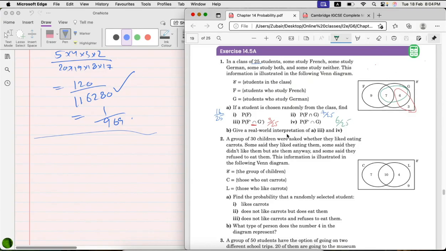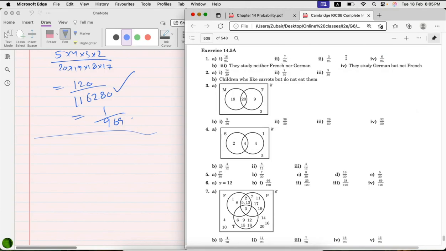Let us give a real world interpretation of A3. What was A3? That was this. So a real world interpretation may be like one of your class fellows who's not taking either subject. And A4 is 6. So any student who's taking the other subject, like let's say history and geography, they're taking geography but not history. So let me just confirm the answer. 16, 7, 3 and 6.